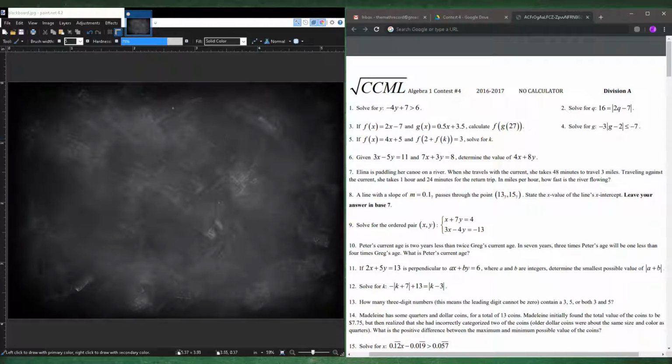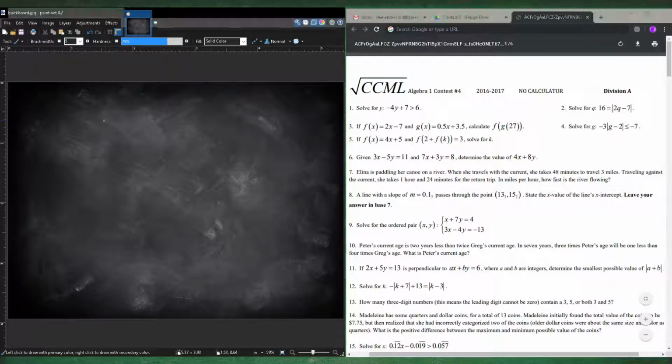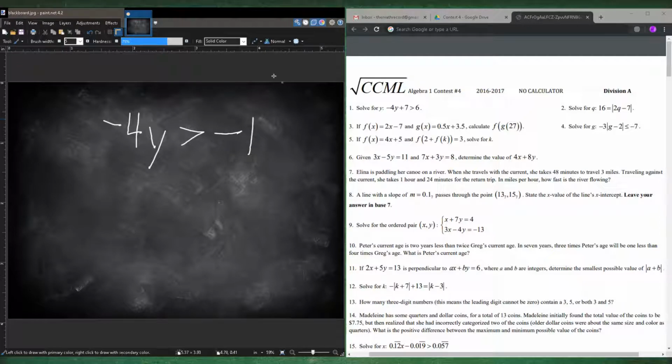Okay, question 1. Solve for y. Negative 4y plus 7 is greater than 6. So, negative 4 is greater than negative 1. Subtract 7 from both sides and then divide by negative 4. If you divide by a negative, you have to switch signs, so it's less than 1/4. So, y is less than 1/4.